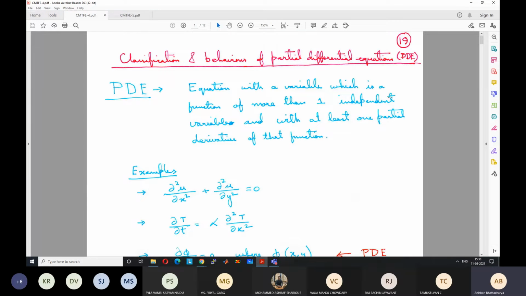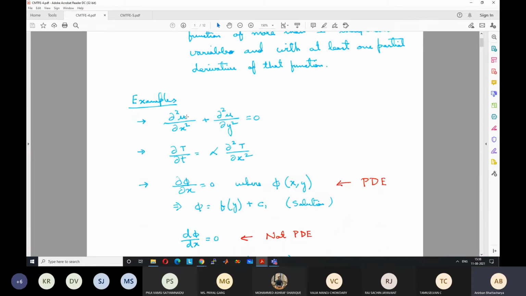So an equation with a variable which is a function of more than one independent variable and with at least one partial derivative of that function. At least one partial derivative of that function needs to be there in the equation. Obviously, otherwise it's not a partial differential equation without any derivatives, right? It will become an algebraic equation. So for it to be a partial differential equation, you need at least one partial derivative of that function.